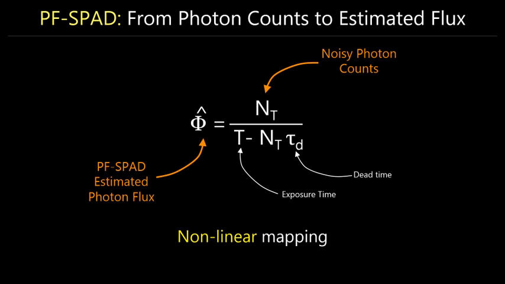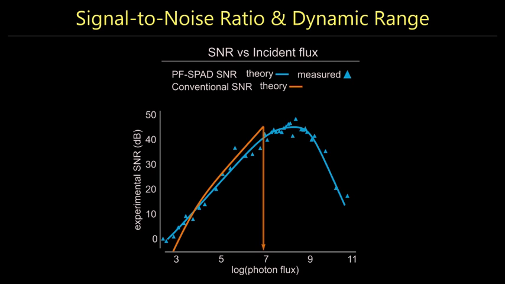The PF-SPAD's estimated photon flux is a nonlinear function of the photon counts. The noise in photon counts gets transformed into errors in estimated flux through this nonlinearity. It turns out that the soft saturation flux level is reached well beyond the hard saturation limit of a conventional sensor. This enables a PF-SPAD to reliably measure extremely high flux values while maintaining high signal-to-noise ratio.